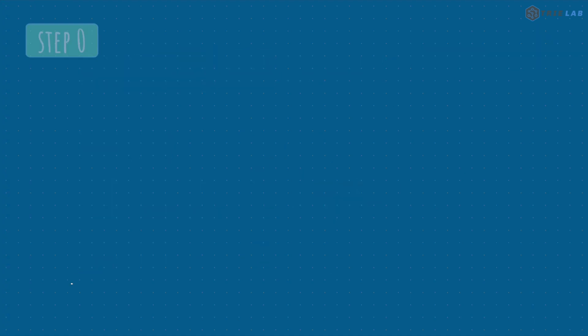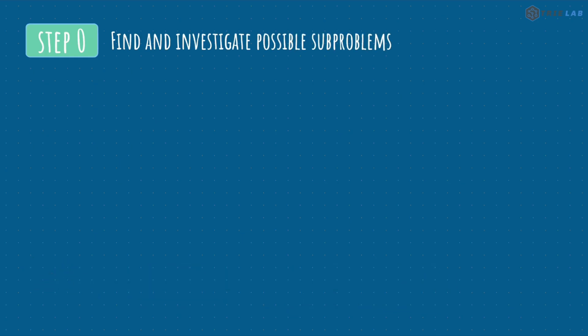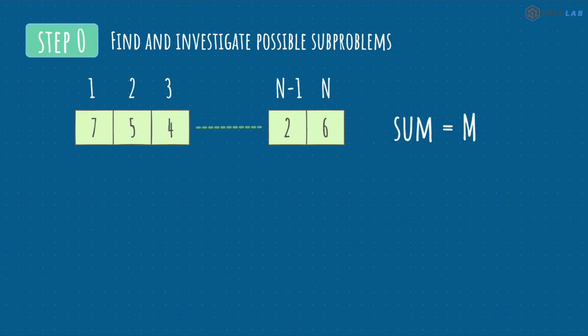Let's move to step 0 where we discuss the subproblems we can investigate further. So we have n elements in the array, right? And let's say we have to form a sum of m. How do we divide the problem into smaller subproblems? Now that is something that we need to figure out.